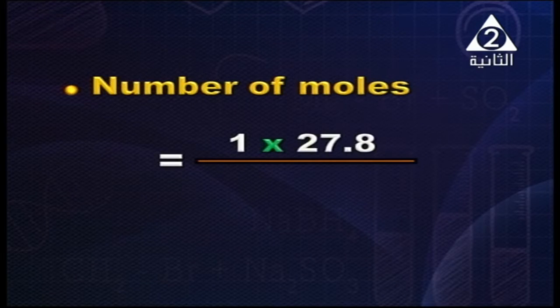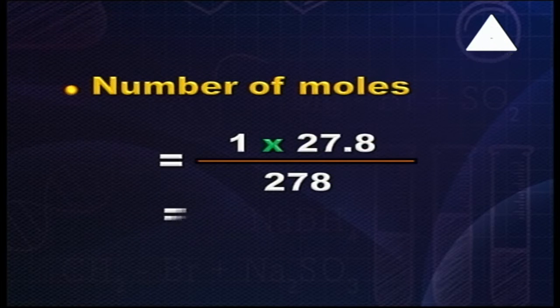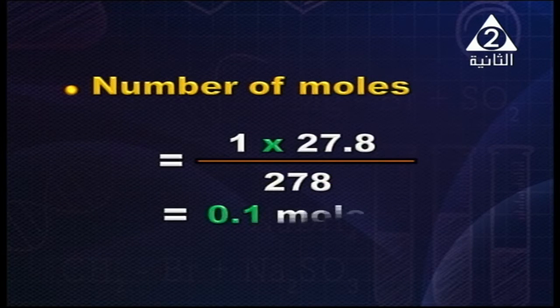What do you have now? I can say number of moles equals 1 by 27.8 over 278. The same result, sure, will be 0.1 what? Mole. Don't forget to write the unit. Any type for the same questions, same answer. You understand? I think it's very easy.